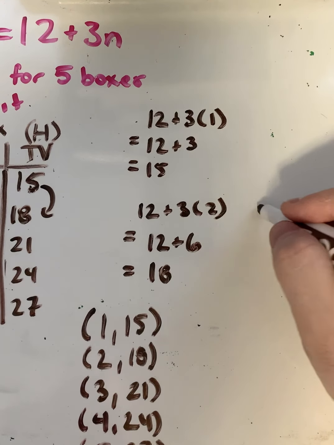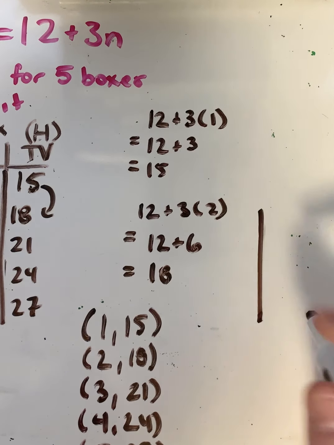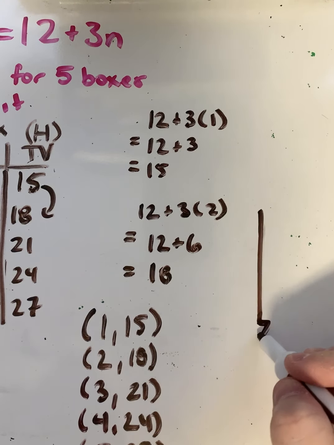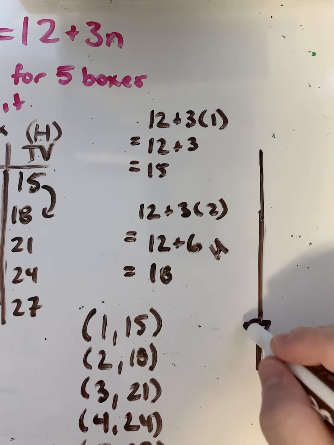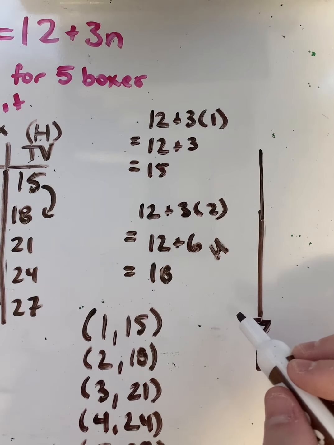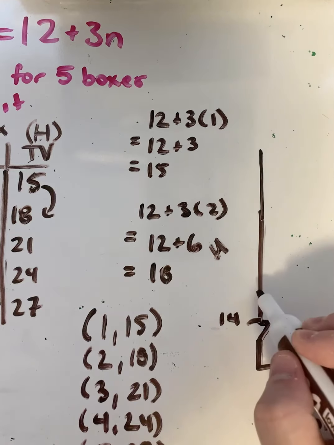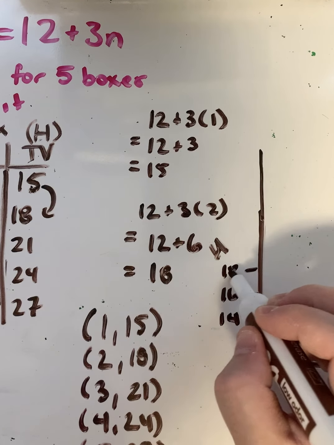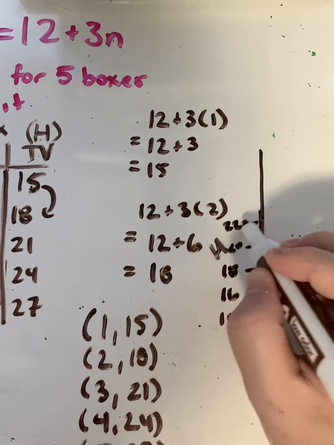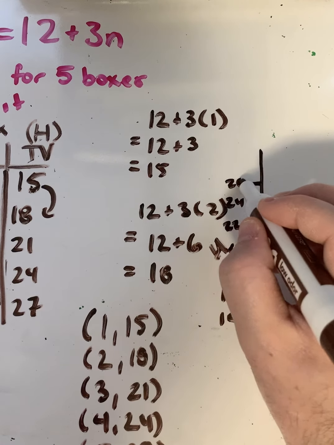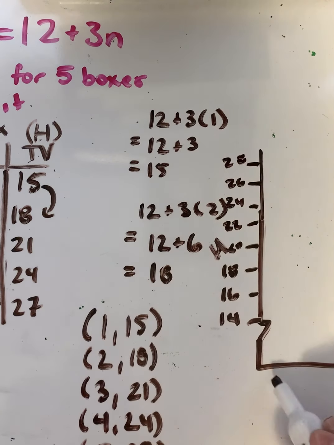Okay? So I'm just going to quickly, what is our lowest number? 15. Highest number is 27. Let's go up by boxes, height. Let's go up by 2. 16, 18, 20, 22, 24, 26, 28. Perfect. We've got 1 box, 2 box, 3 box, 4 box, 5 box.